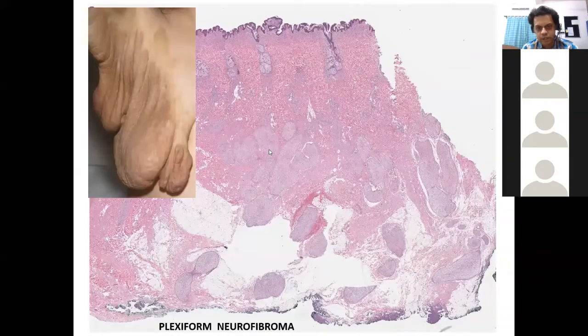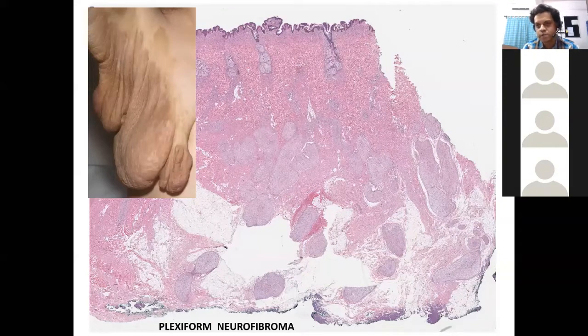Coming to the next entity, plexiform neurofibroma. For the first years, I guess you have seen some beggars waiting in the railway station who have these huge deformed lumps hanging over their body. So that's the kind of thing that we expect to see. These are basically plexiform neurofibromas, and if present, they are an important diagnostic hallmark of a syndrome known as neurofibromatosis 1.